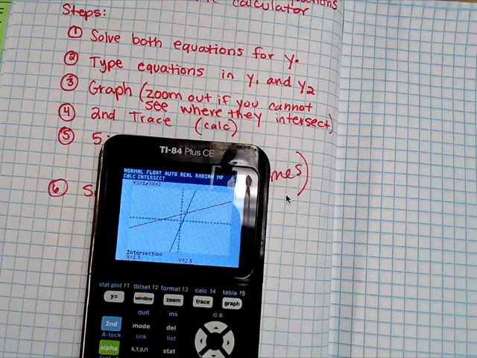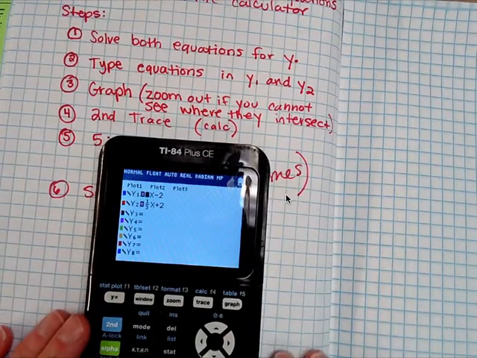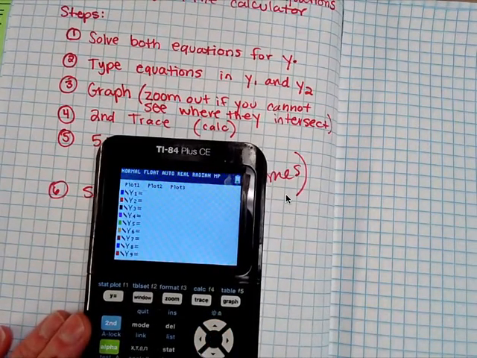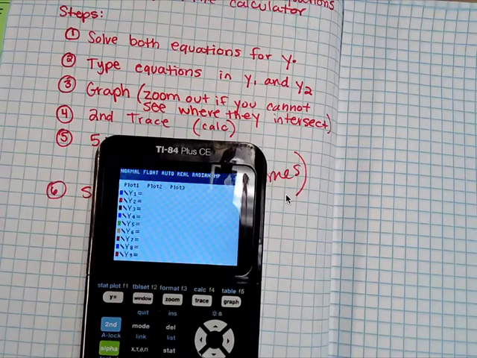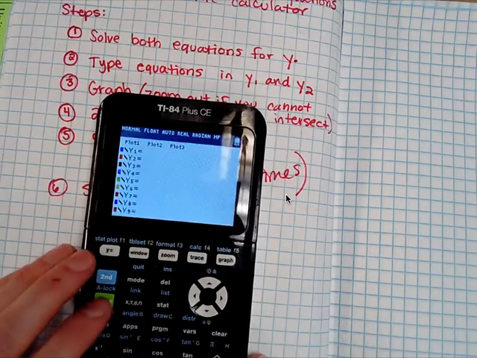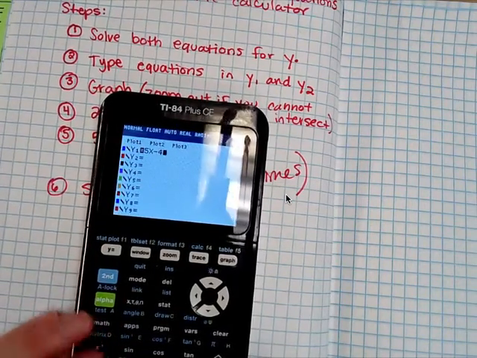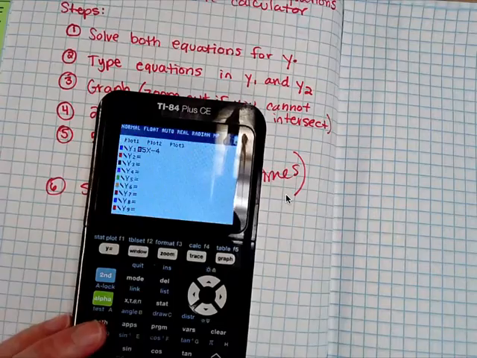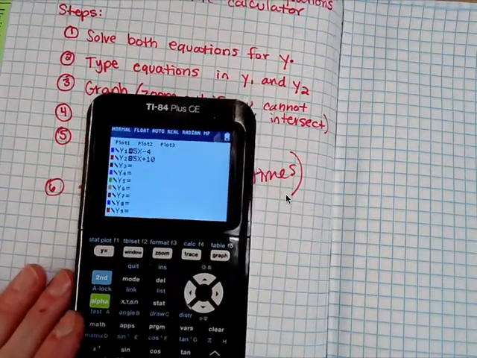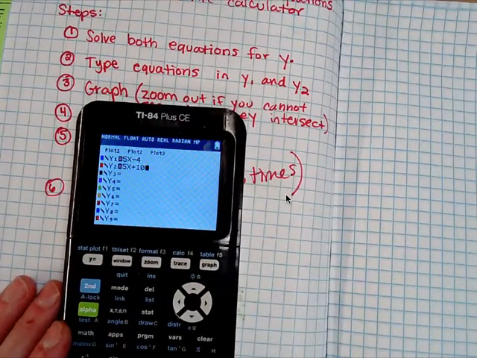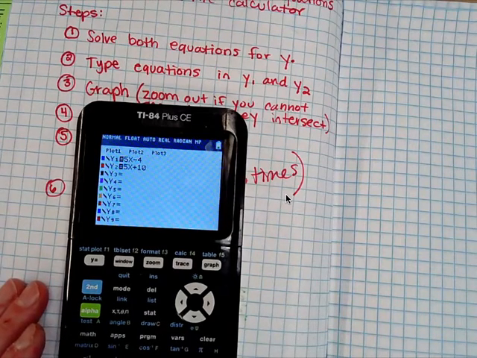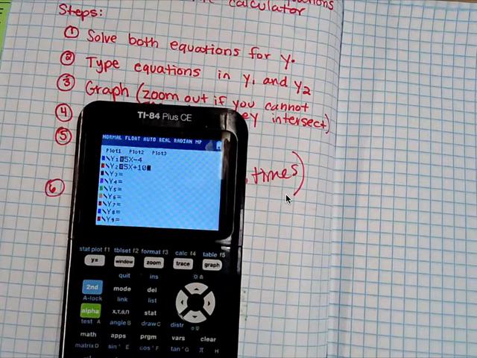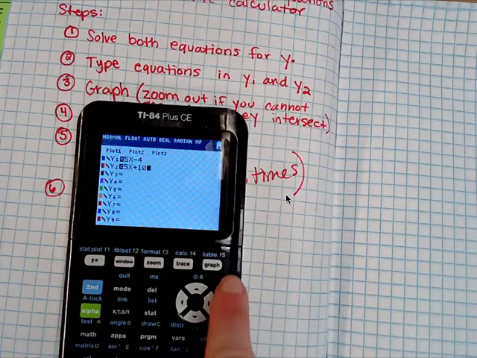Okay, what about if they don't intersect? Like when they're parallel. So let's clear these. What do they have to have in order to be parallel? Same slope. So let's just make one up. Let's do 5x minus 4 and 5x plus 10. Because we know if they have the same slope, they're going to be parallel. So it's going to be a no solution, right? So let's see how that shows up. So hit graph.